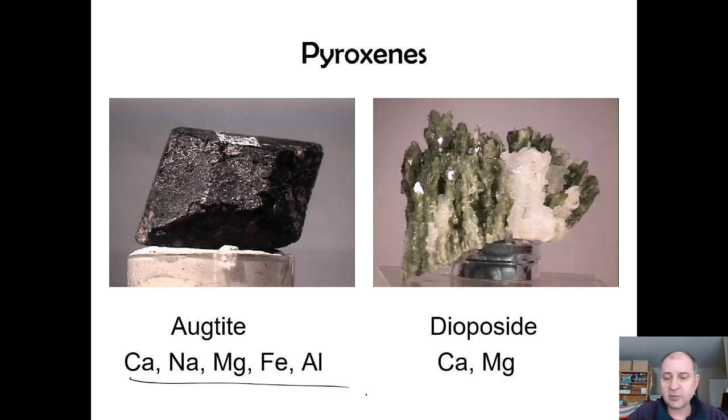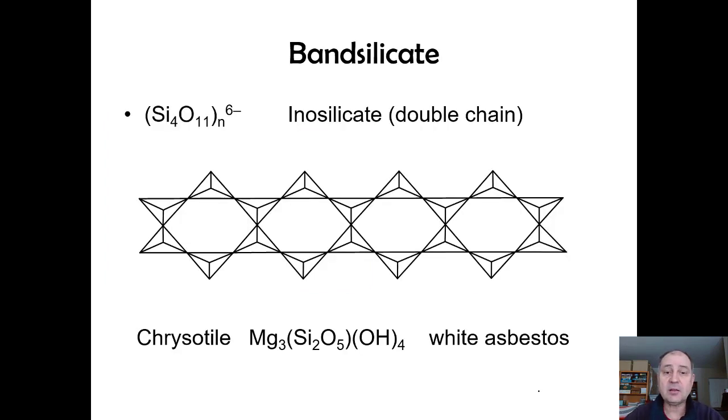So those are the different possibilities for octite type minerals. Here you see a beautiful greenish color, diopside, which is also a chain silicate with magnesium and calcium inside of it. We have band silicates. That's a double chain, so we're reducing the charges even more. Chrysotile is one of the examples.